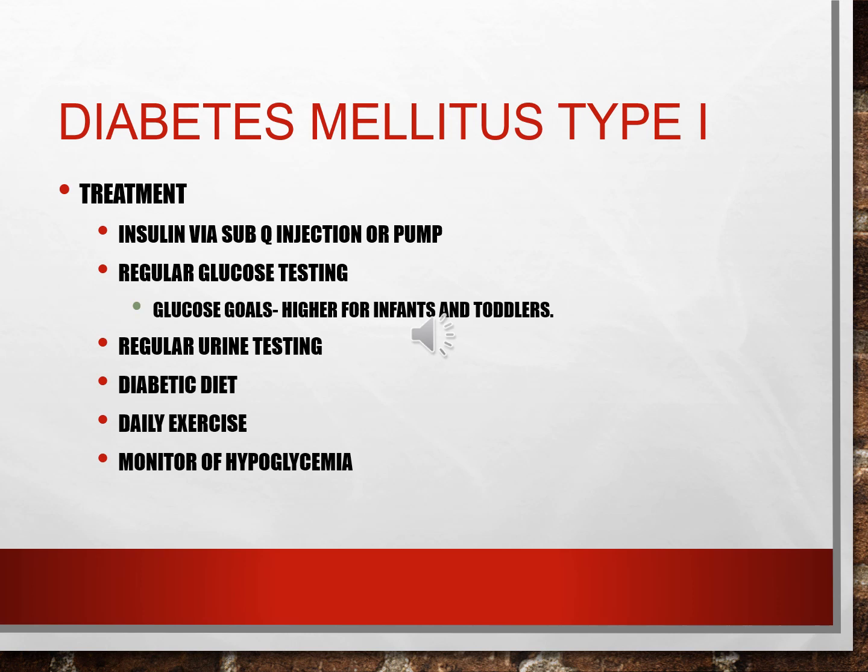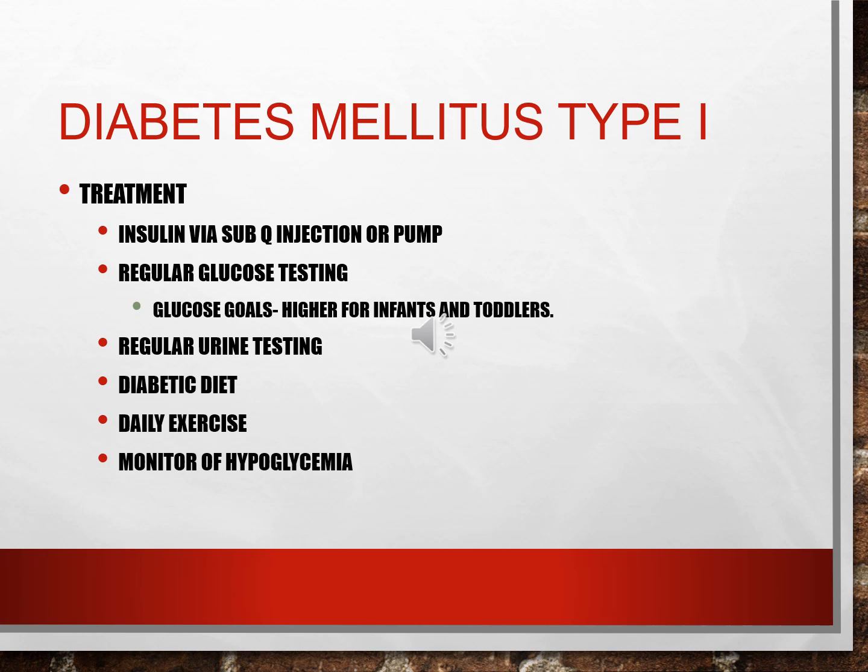So, just keep in mind that orals can only be used in type 2 because there's some insulin available, and we can try to stimulate the body to produce more. But type 1, it doesn't have anything that works. So you can use a combination of fast-acting insulin and long-term insulin. So you've got that regular glucose monitoring that's going to be needed. Hypoglycemic episodes are very common in children because of metabolism and those growth changes.